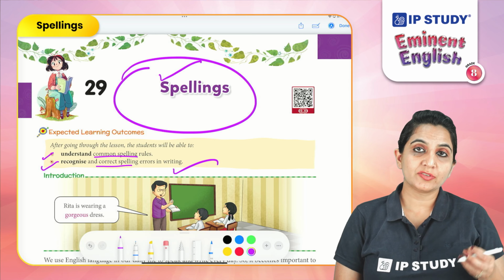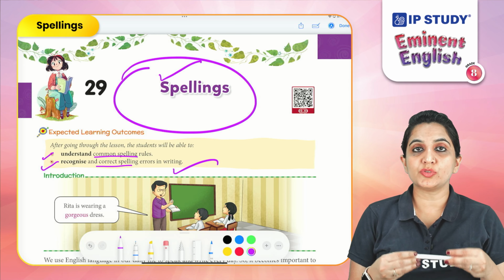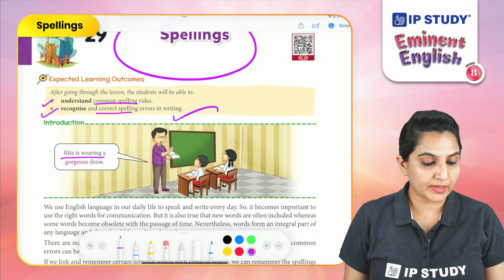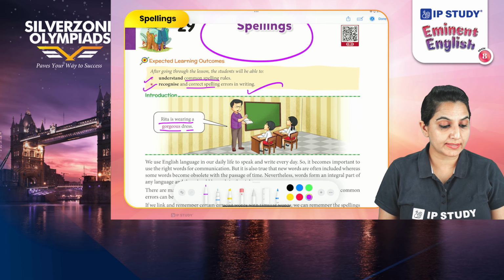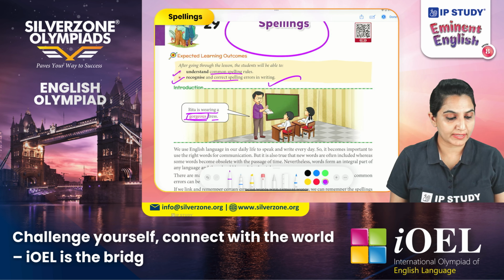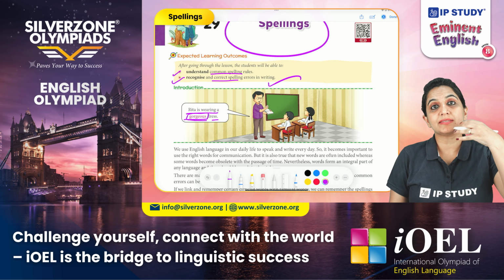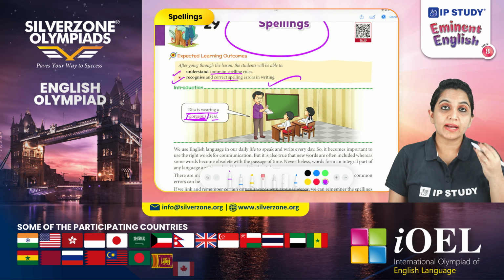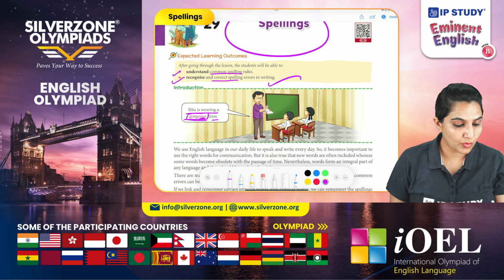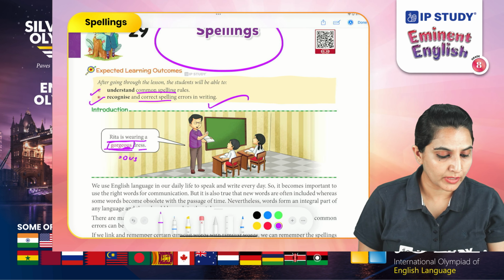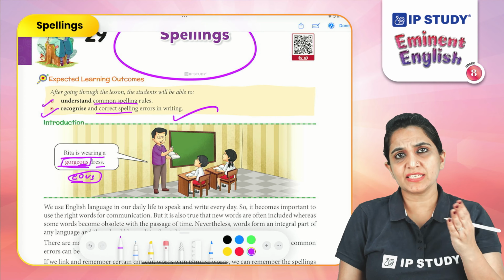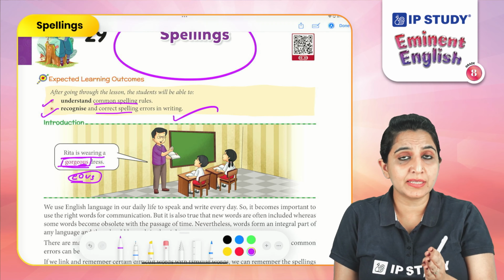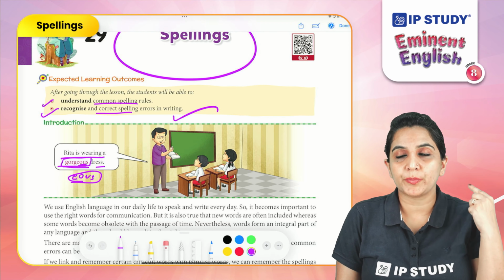in writing. So the basic rule to write the correct spelling is to follow the sounds. For example, Rita is wearing a gorgeous dress. Now here in this sentence, gorgeous is a complicated spelling. But if we follow the sounds, gorgeous, we understand it is E-O-U-S at the end. It is all about putting the right suffixes and right prefixes and following the sounds appropriately.